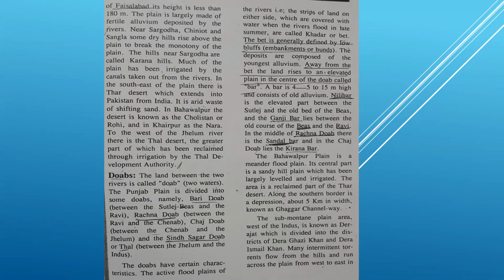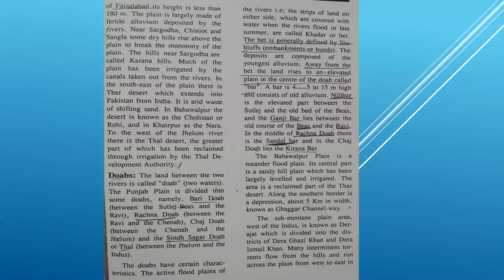Doabs. In a short question, it can be asked, define Doab, name some Doabs of Pakistan. Doab, you will define: the land between 2 rivers is called Doab, 2 waters, okay? This is the definition. Name the Doabs of Pakistan. You will write Bari Doab, Rachna Doab, Chaj Doab, Sindh Sagar Doab. The Punjab plain is divided into some Doabs, namely Bari Doab. It can be asked in MCQs.